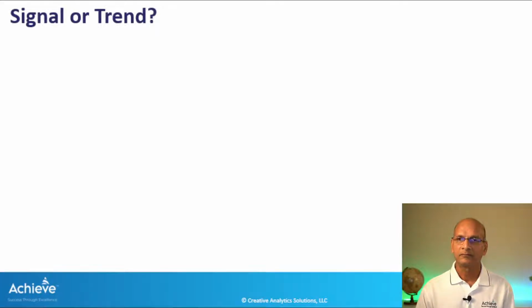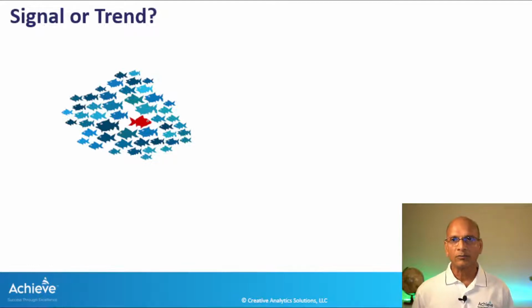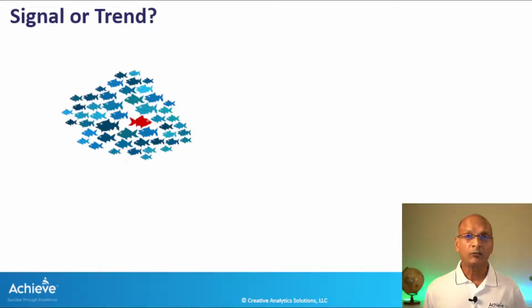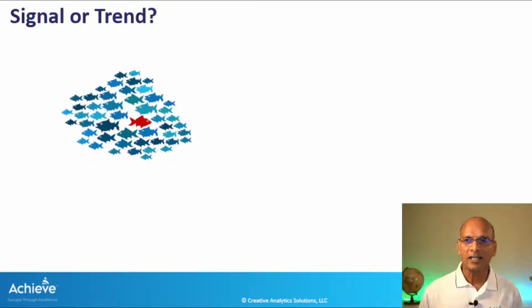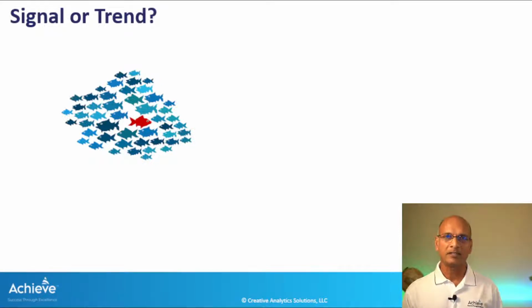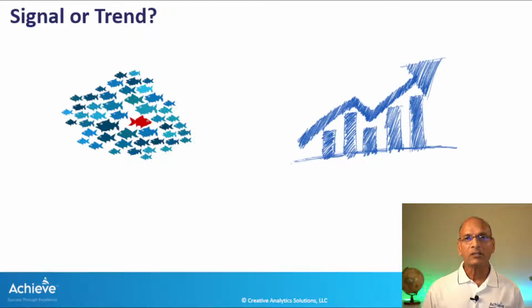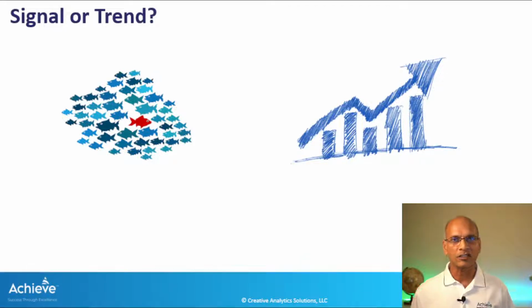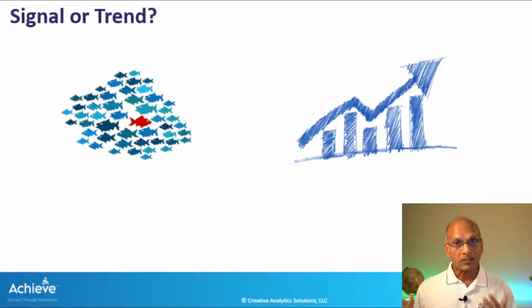Signal or trend. And here is a nice graphic that I like to look at and remind ourselves that we are flooded with data. It's coming at us from many different directions. How do we detect that signal, which is the red fish here? Do we have the capability, analytical tools available to us to detect a single signal? Why? Because most of the time we are doing trending. We collect data, we plot it on a chart, we do it over a period of time, and we monitor for some trends. Now that is important.